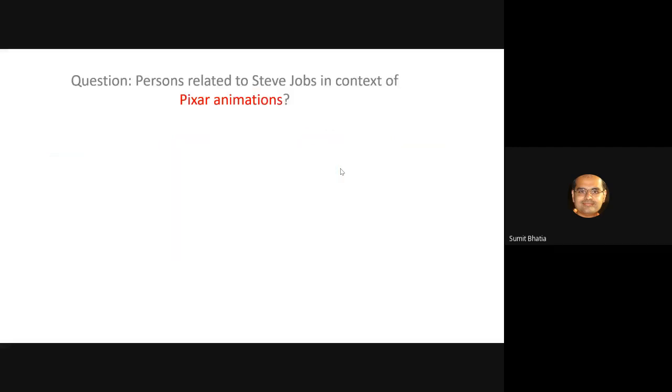So let's say we ask them, okay, you are not interested in this, then give us some hint. So they say, okay, show me persons related to Steve Jobs, but in context of Pixar animations. Now, if I ask you or any random person this question, I doubt that most of us will be able to give very good answers here. So, question to all of you: can you suggest some persons related to Steve Jobs in context of Pixar animation?